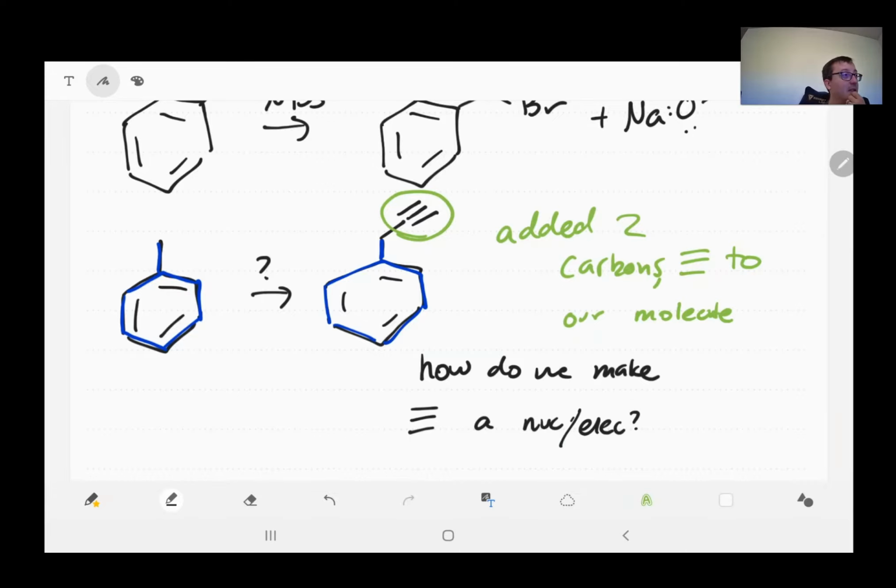How would we make this thing either a nucleophile or electrophile? One of them is, by the way, very much easier than the other. Between the two, nucleophile and electrophile.